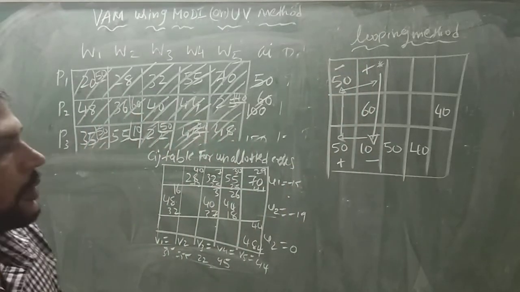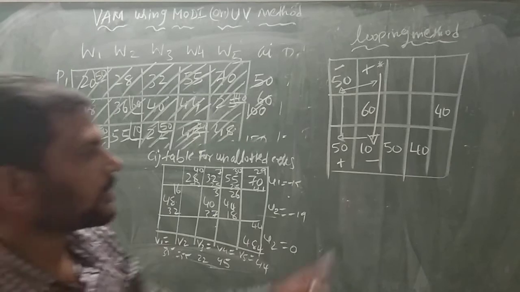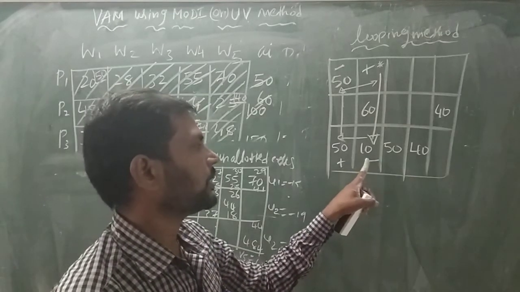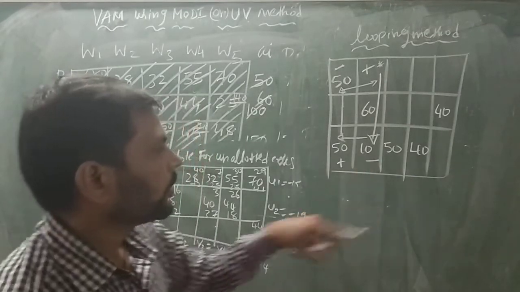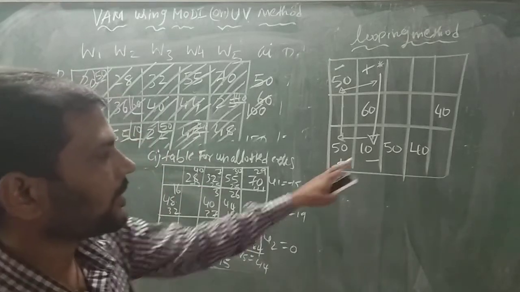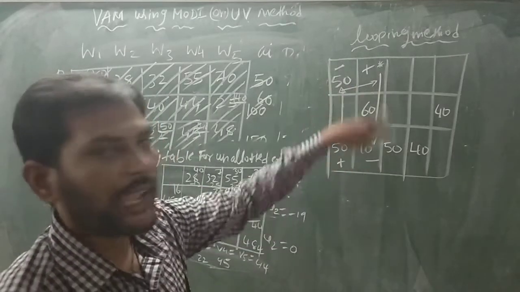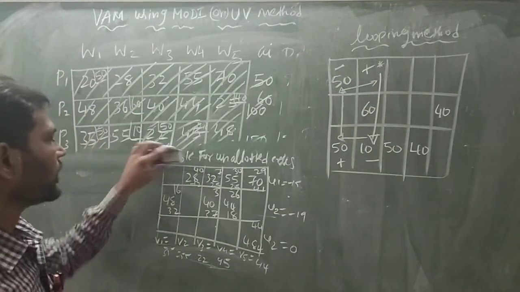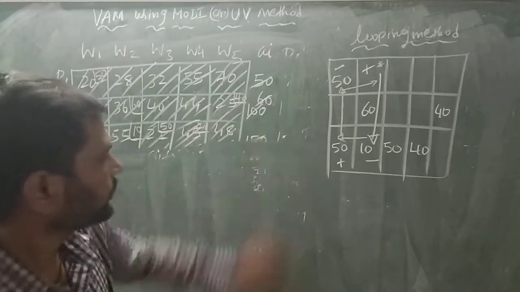So among the negative-sign values, the smallest is 10. So I add and subtract this 10 for every value in the loop.